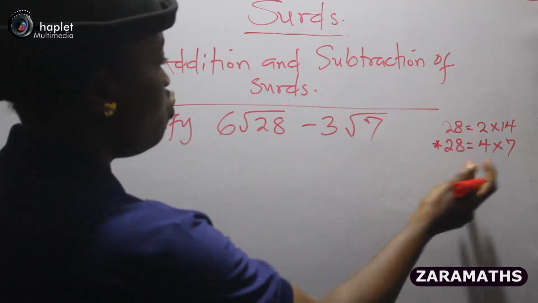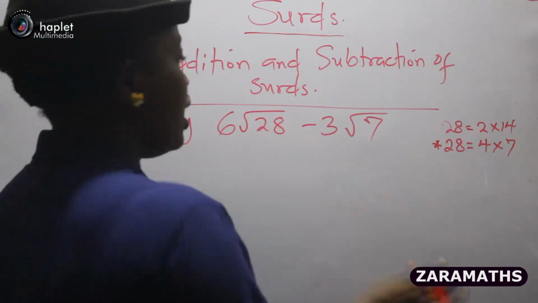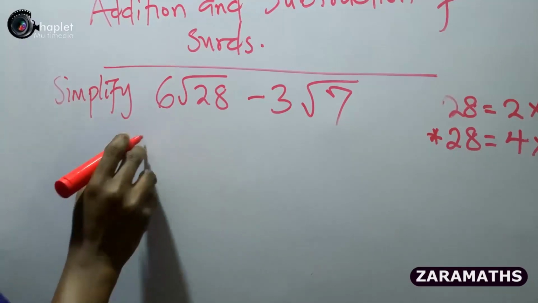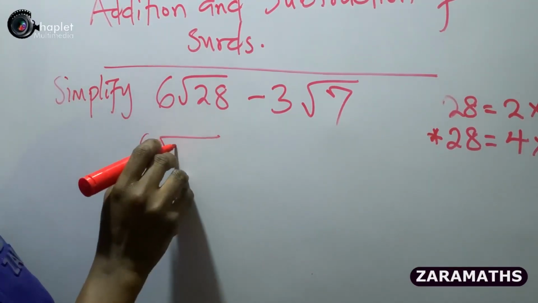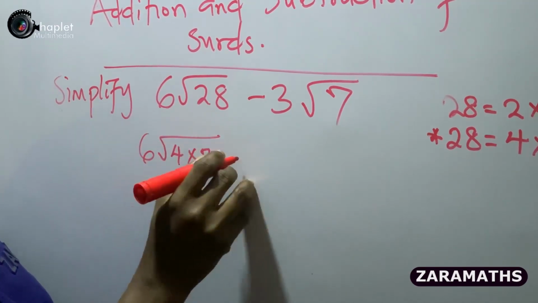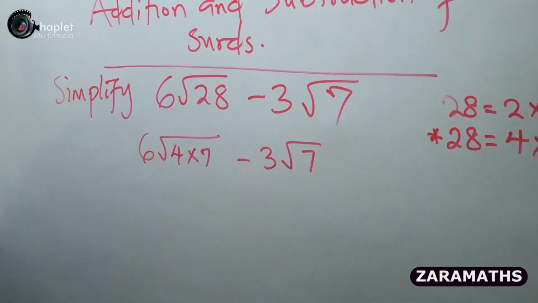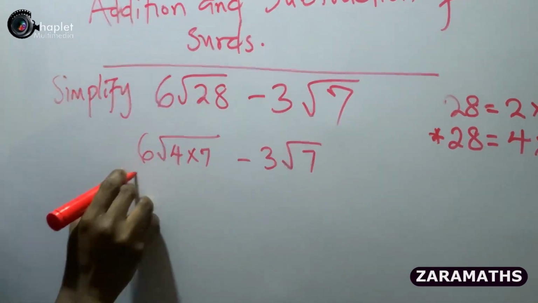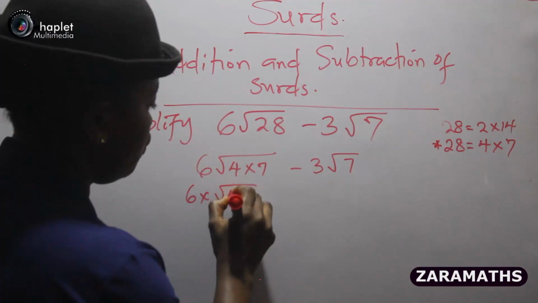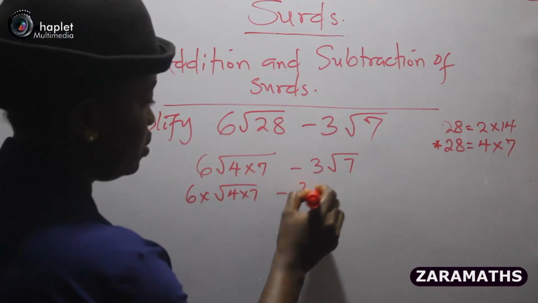So here, we will simplify this 28 further, as this becomes 6 root 28 is 4 times 7 minus 3 root 7. This is an entity, this is an entity. So here, to simplify it further, it becomes 6 times root 4 times 7 minus 3 root 7.